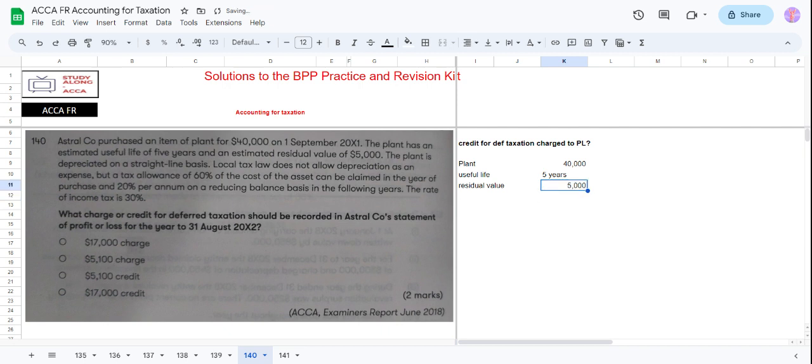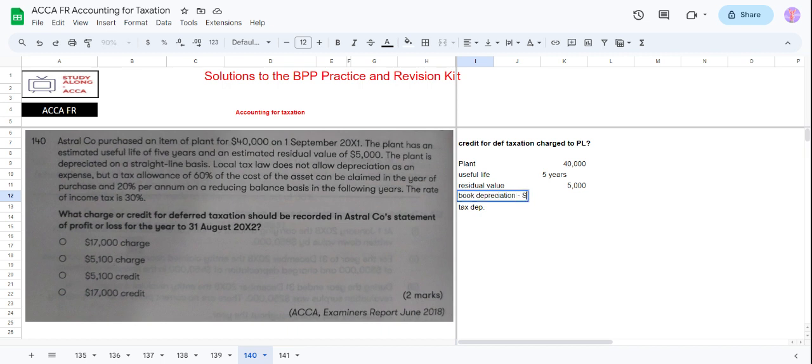The plant is depreciated on a straight line basis. So on SLM, we will depreciate it. But the tax law does not allow depreciation as an expense, but a tax allowance of 60% of the cost of the asset can be claimed in the year of purchase. So for the first year, we need to calculate the book depreciation and we need to calculate the tax depreciation.